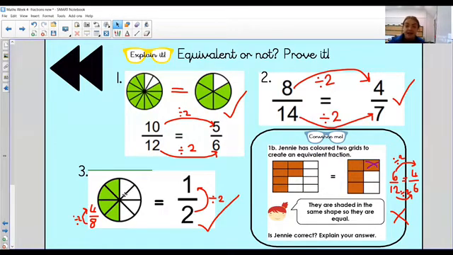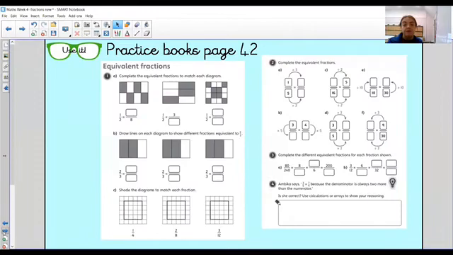Fantastic. So as I said, our rewind is just a little bit short and sweet today because you have done some great learning this week. So now it's time to apply it in lots of different situations. Okay, so we're going to use our Power Maths books for this one. So we're on page 42, okay? And it's going to accumulate everything that we've done over the last 2 days.